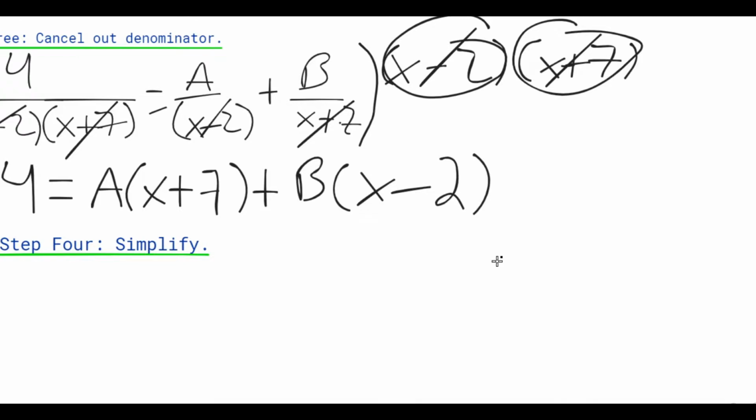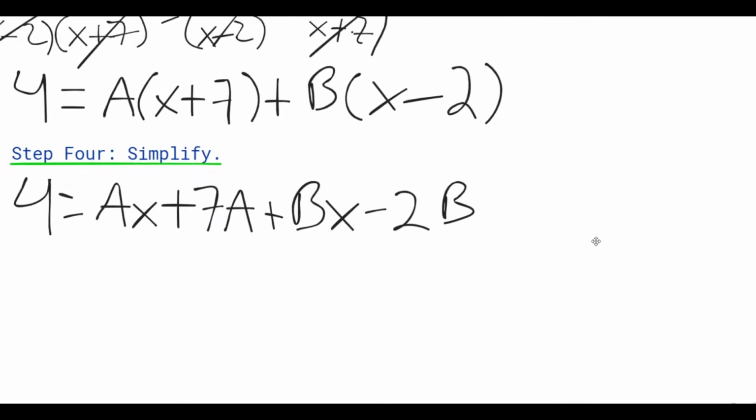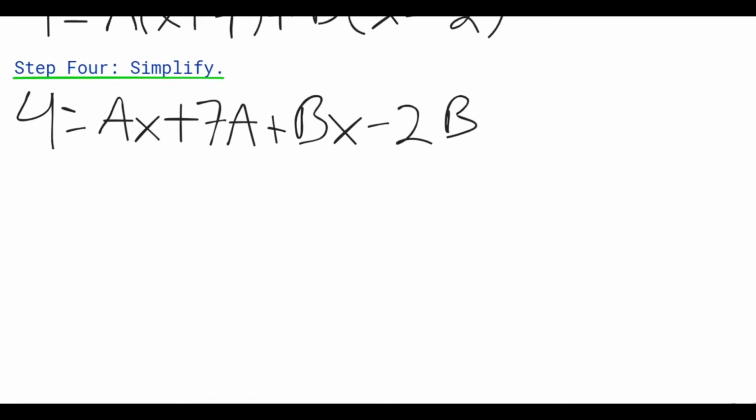So when we simplify this, all we're doing is literally just distributing. So 4 is equal to a, oh sorry, we're distributing now, 7a plus bx minus 2b. So that's us distributing. Now that we have that in step 5, all we simply do for step 5 is just solve for a and b.